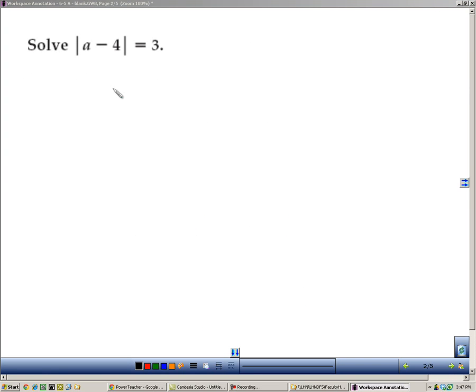Here we have to solve an absolute value sentence, and I'm going to do it two ways. I'm going to do one way graphing, because that helps people understand what's going on, and the other way I'm going to use algebra, making a compound sentence. So here I'm going to do the graphing method. Remember that this number after the subtraction sign represents the middle value on the number line, and this number after the equal is the distance. We just learned that in the last slide.